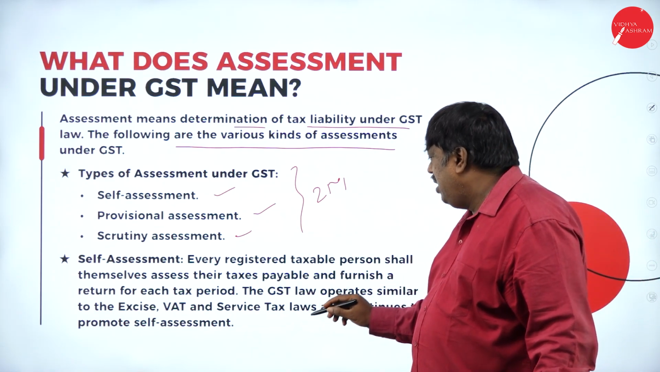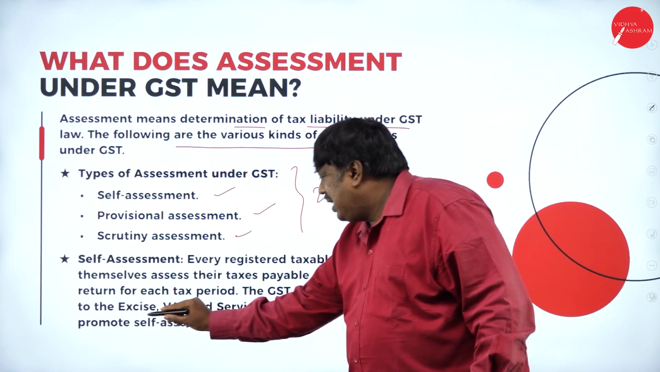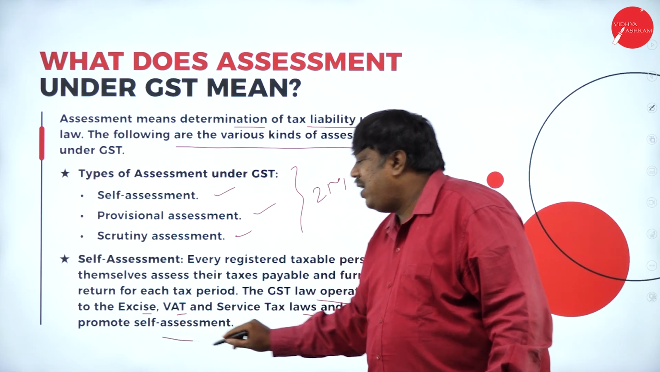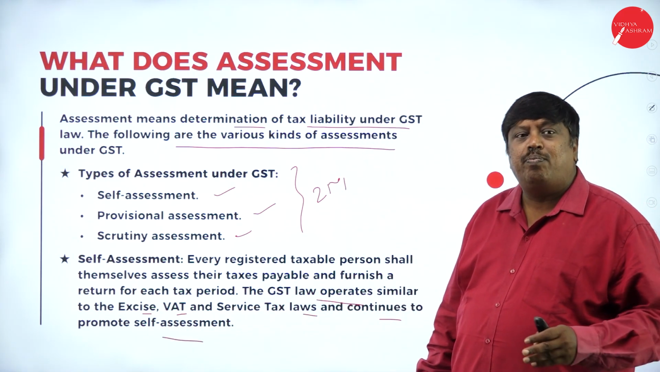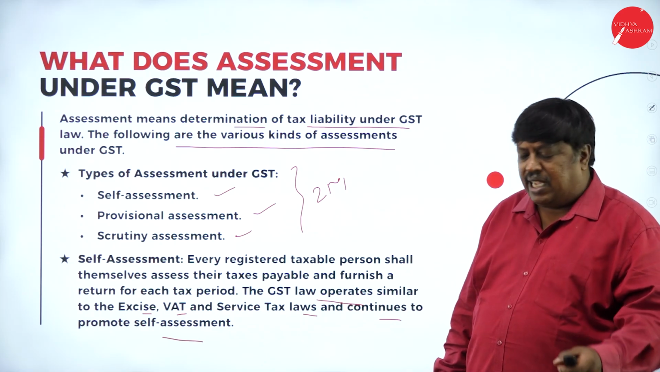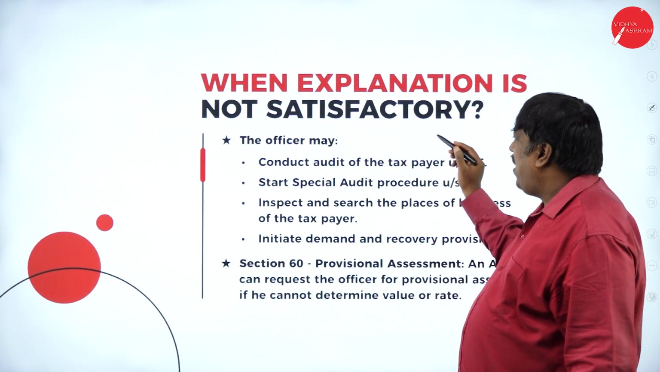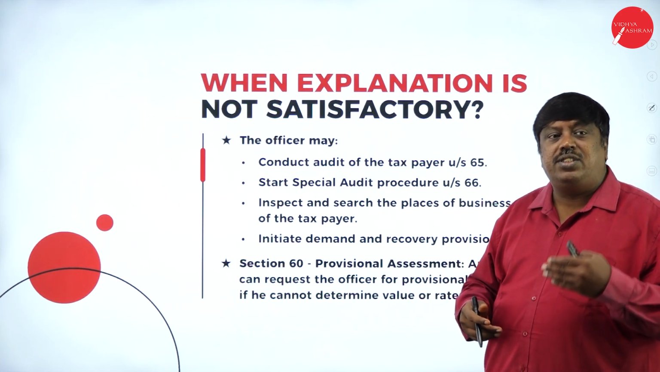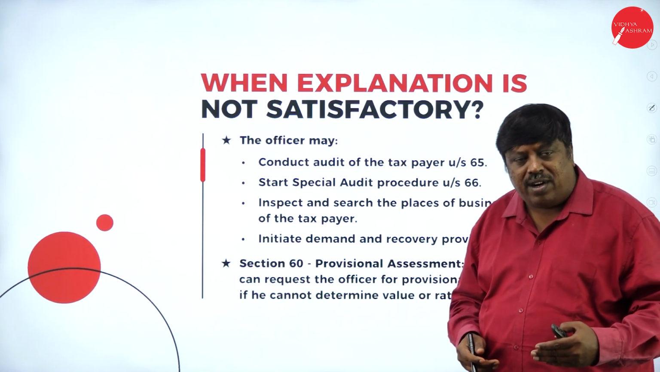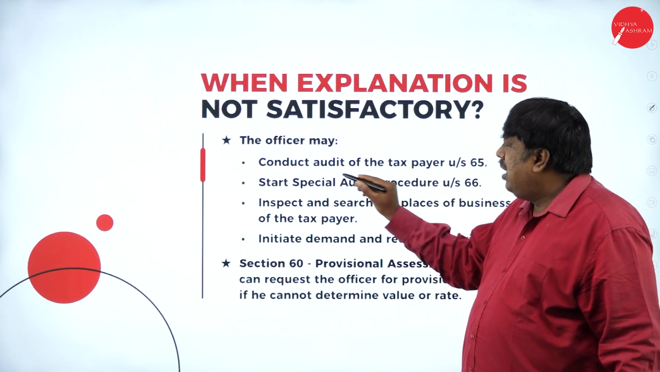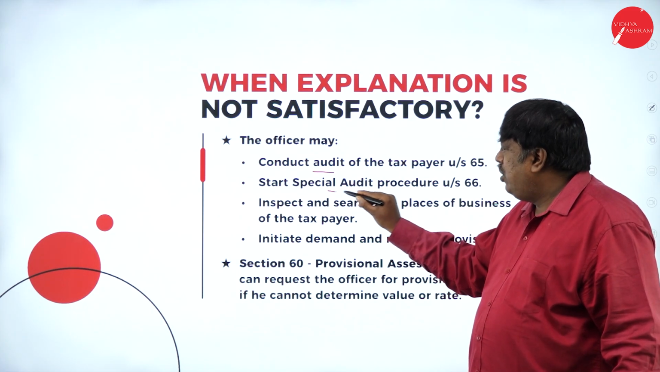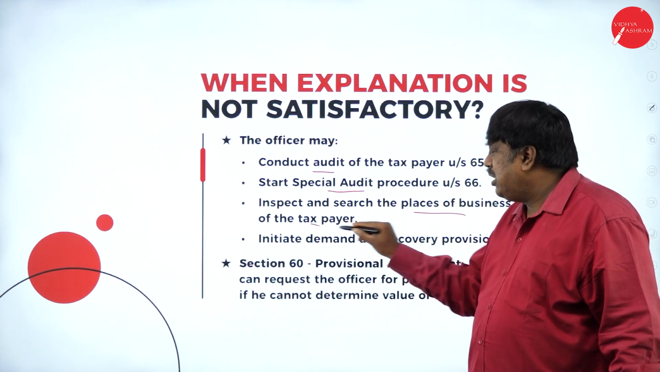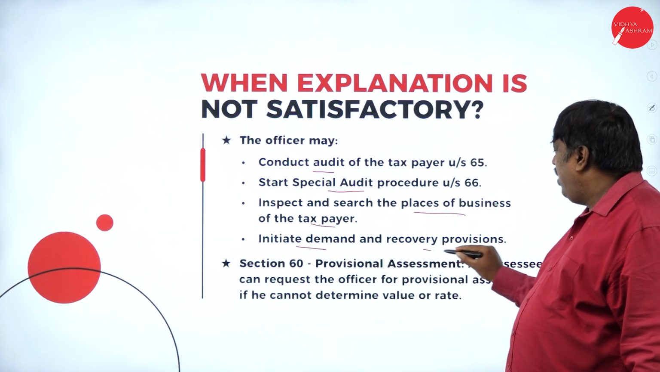That's called self-assessment, and GST law operates similar to the excise and VAT (value-added tax) laws and continues to promote self-assessment. Here we are giving provision for both the things, what it was in the earlier cases. When explanation is not satisfactory, means the information whatever we have furnished under self-assessment, if the GST officer is not satisfied, then the officer may conduct the audit, or he may order a special audit, or he may inspect and search the places of business of the taxpayer and initiate a demand or recovery of provisions.